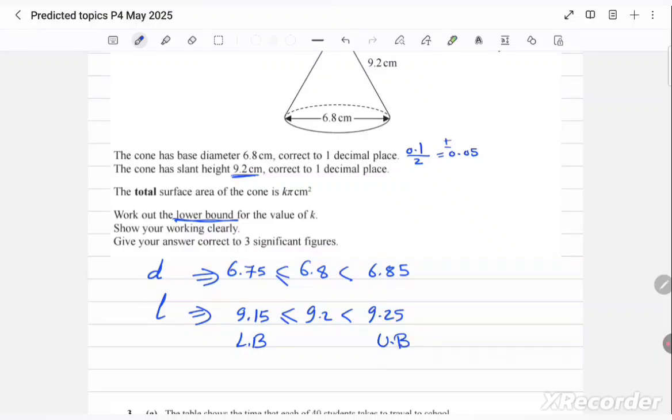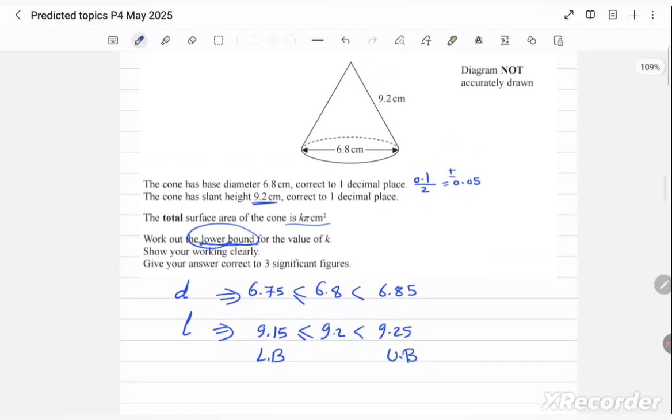The question is, we need to work out the lower bound. Okay, let's see how we will do that. The question says the total surface area of the cone is k pi. So work out the lower bound for the value of k. So in this case, let's find the total surface area.